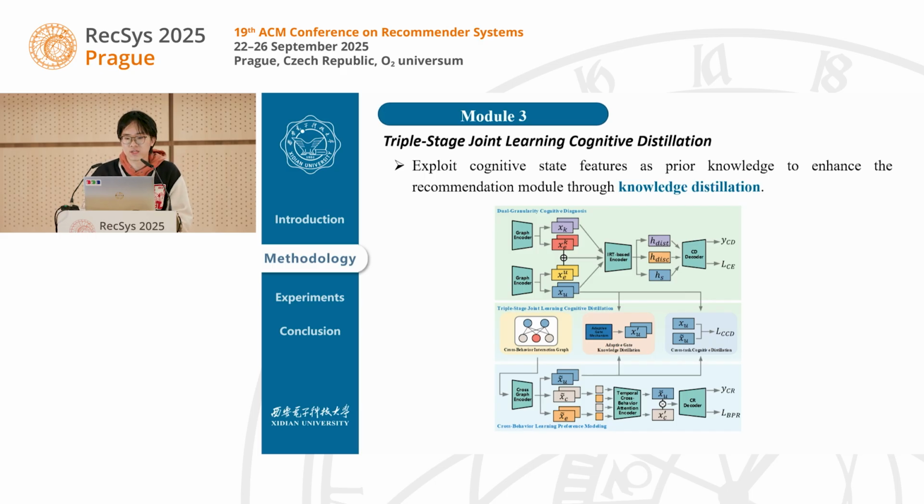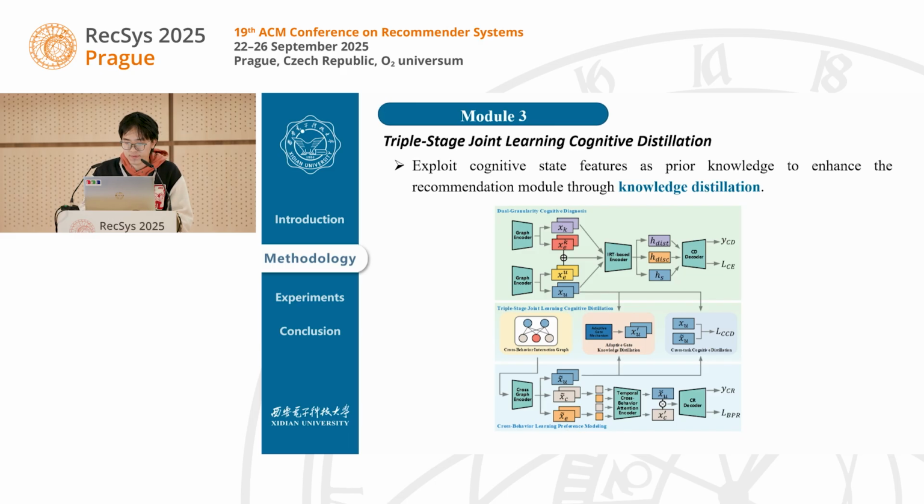We use it to exploit cognitive states features as prior knowledge to enhance the recommendation model through the knowledge distillation part. It is basically divided into 3 stages. We first build the cross-behavior interaction graph, and then send the 2 different kinds of student representations from the 2 different components into an adaptive gate knowledge distillation mechanism.